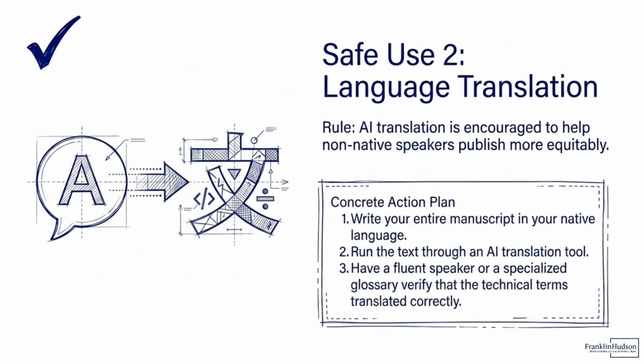However, translation is a high-stakes task. Technical terminology often carries specific meanings that general-purpose AI models may misinterpret. Therefore, your action plan must include a layer of expert verification. After translating your manuscript, you should utilize specialized glossaries or consult a fluent colleague to ensure that the technical nuances of your field remain intact. Used correctly, translation AI ensures equity in the academic community, allowing diverse voices to contribute to the international management discourse.